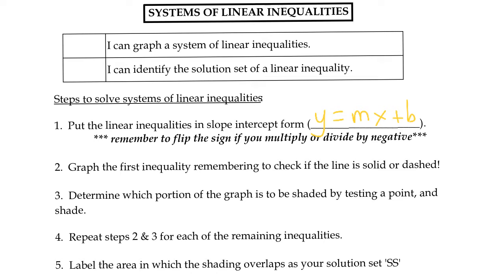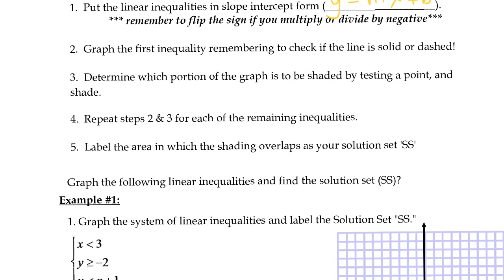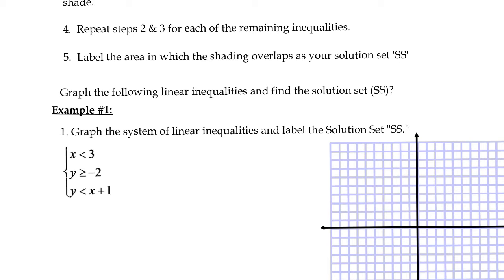Step 4: Repeat steps 2 and 3 for each of the remaining inequalities. And step 5: Label the area in which the shading overlaps as your solution set. So for the area that overlaps, you will write SS, indicating solution set. Let's take a look at one example, and that will make your life easier. When I talk about the steps, it was very abstract.